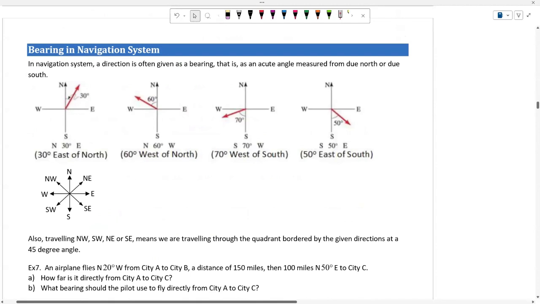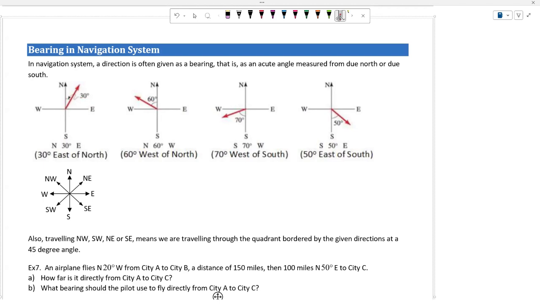Now, the next topic I would like to introduce is the bearing in navigation systems. In navigation systems, a direction is often given as a bearing. This is what we want to learn. That is, it has an acute angle measured from due north or due south. For example, if the angle from due north is 30 degrees, then of course this is between north and east, so in bearing we just say that is north 30 degrees east.